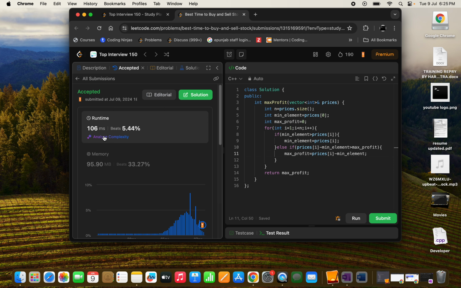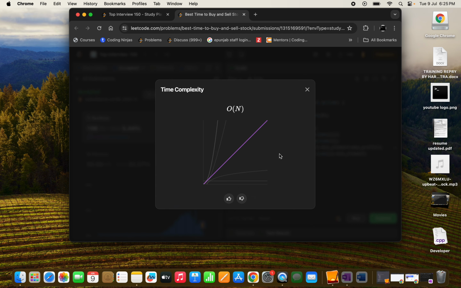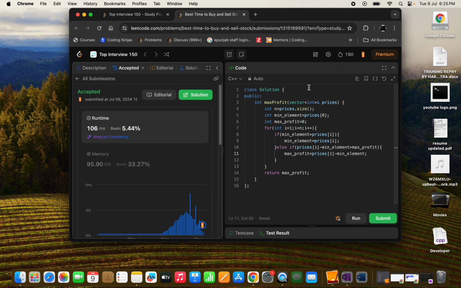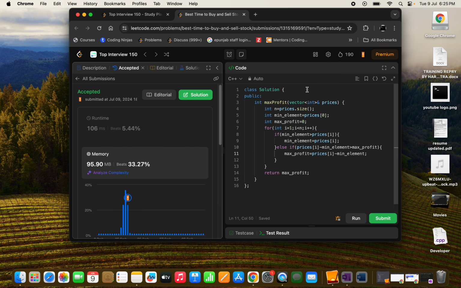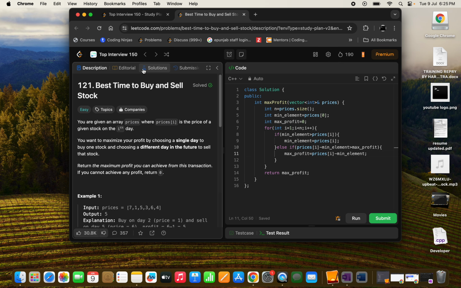Let's analyze the time complexity using this algorithm: O of n, right? Space complexity, let's analyze it: O of 1. So I think we are good enough with this solution.